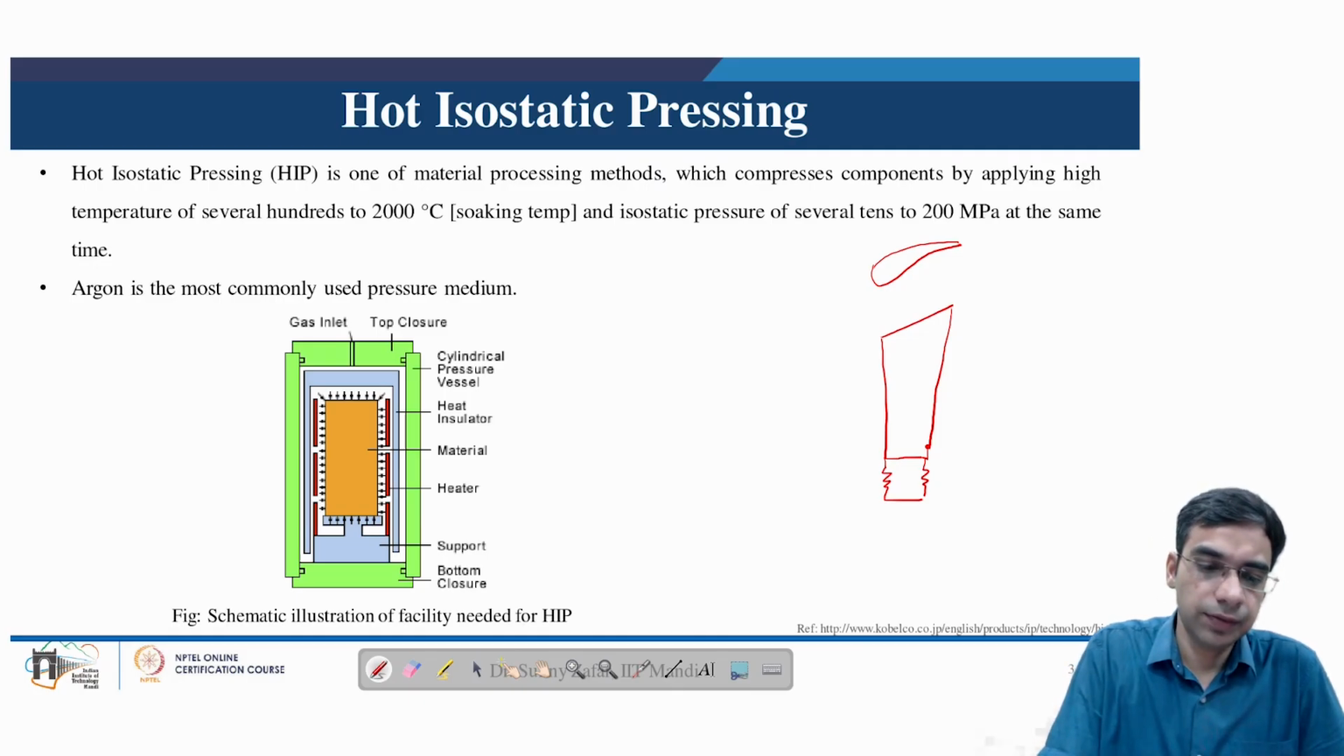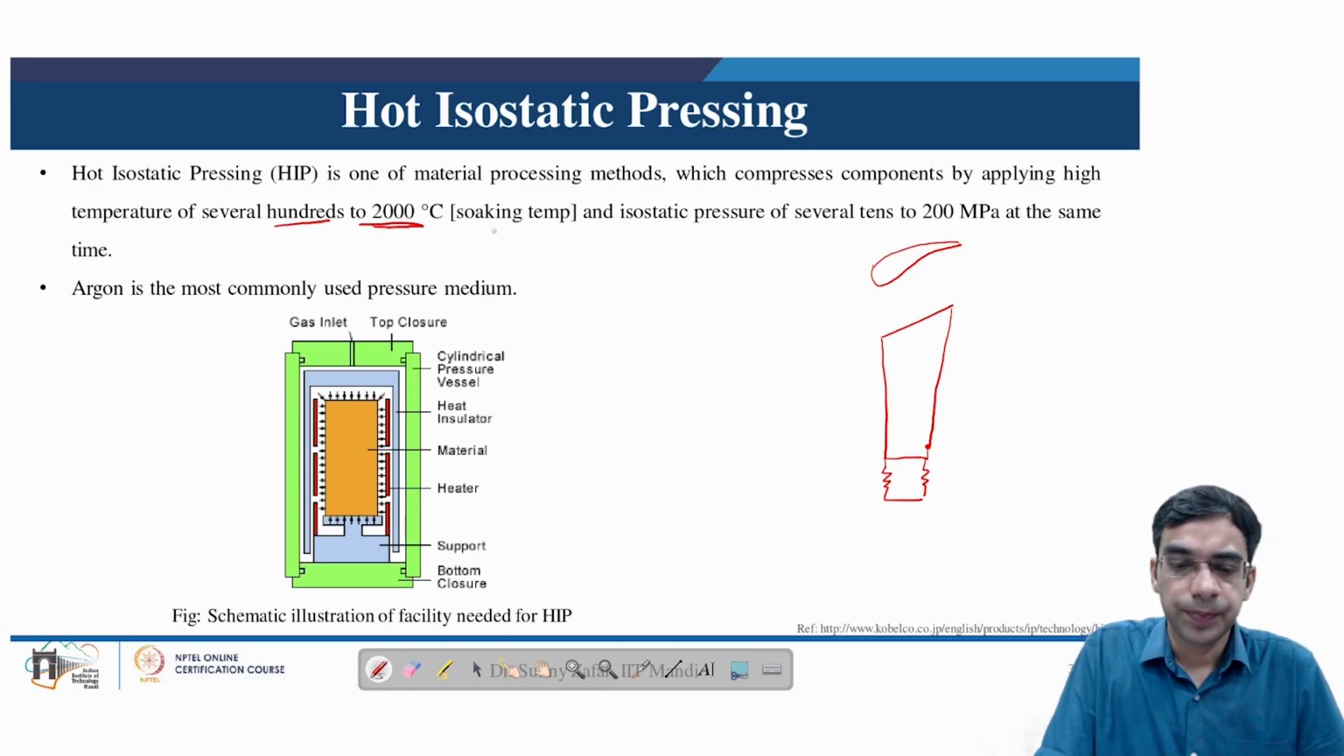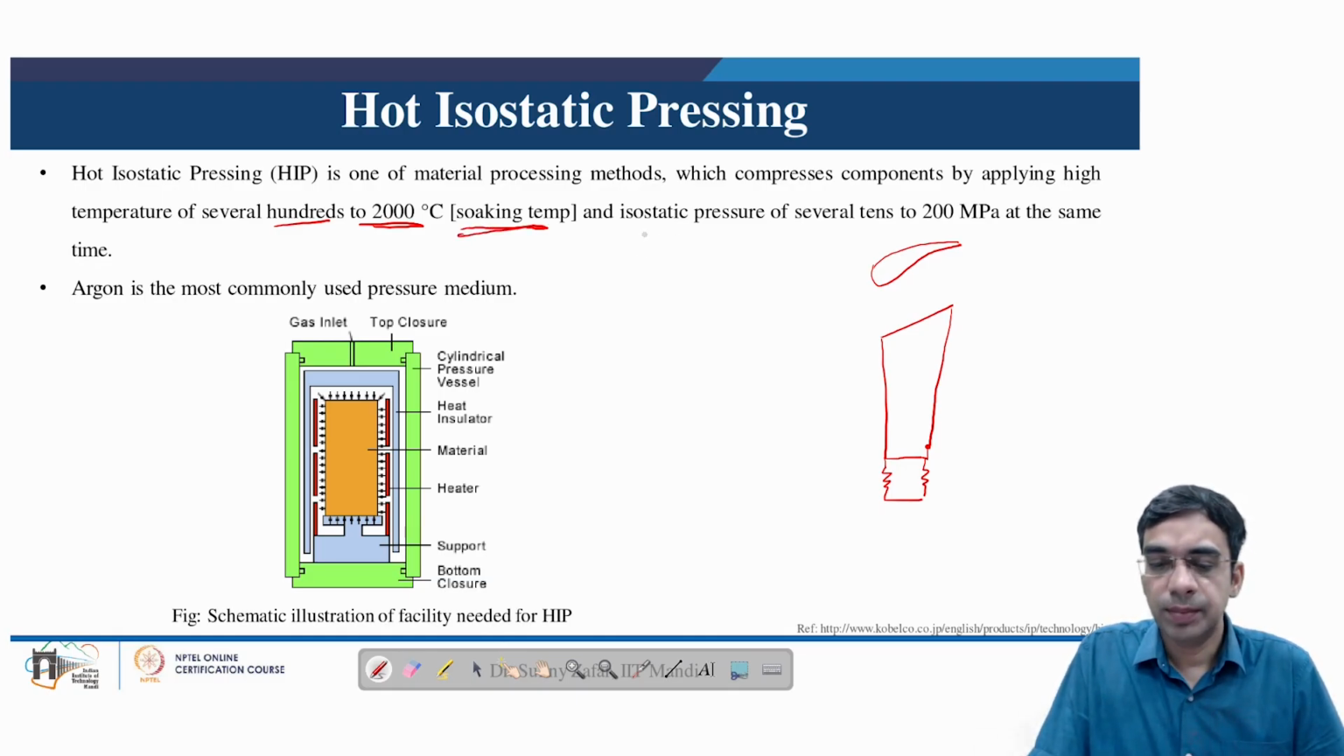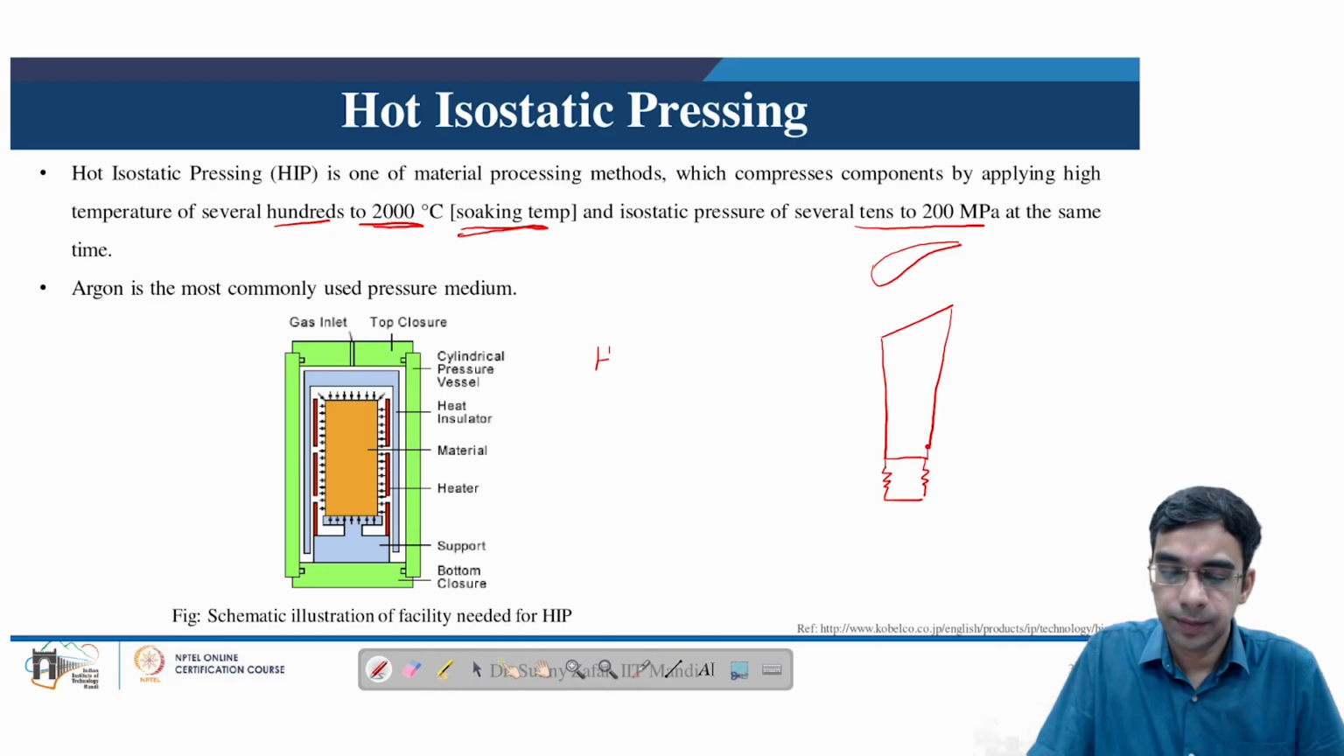So this heat is applied of the order of several hundred degrees or maybe up to 2000 degrees of temperature, and this temperature at which the hot isostatic pressing is conducted is also known as the soaking temperature. And there is also application of pressure of the order of several tens to up to 200 megapascals at the same time. So here importantly what is happening, application of heat and pressure, this is simultaneous, and this is also from all the directions.